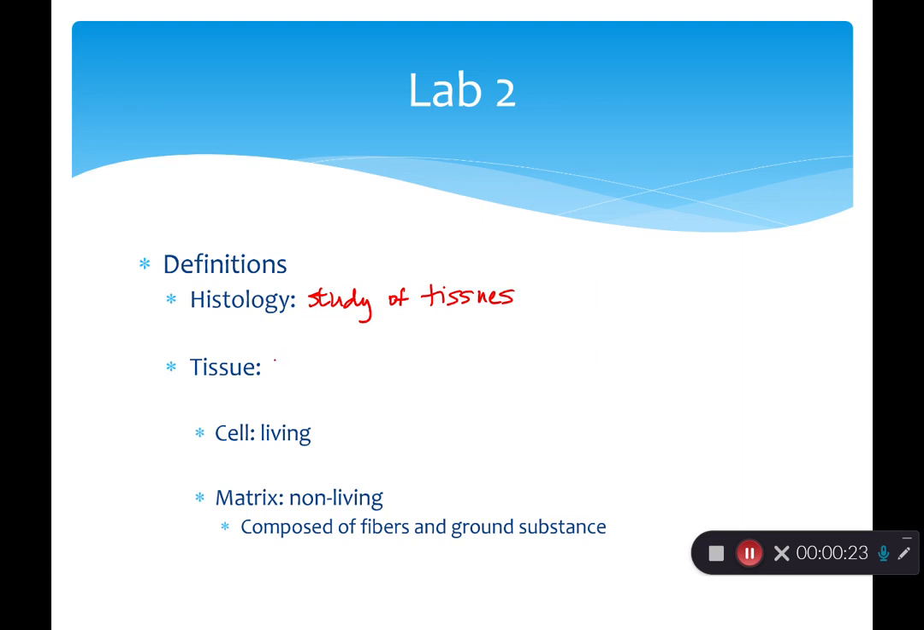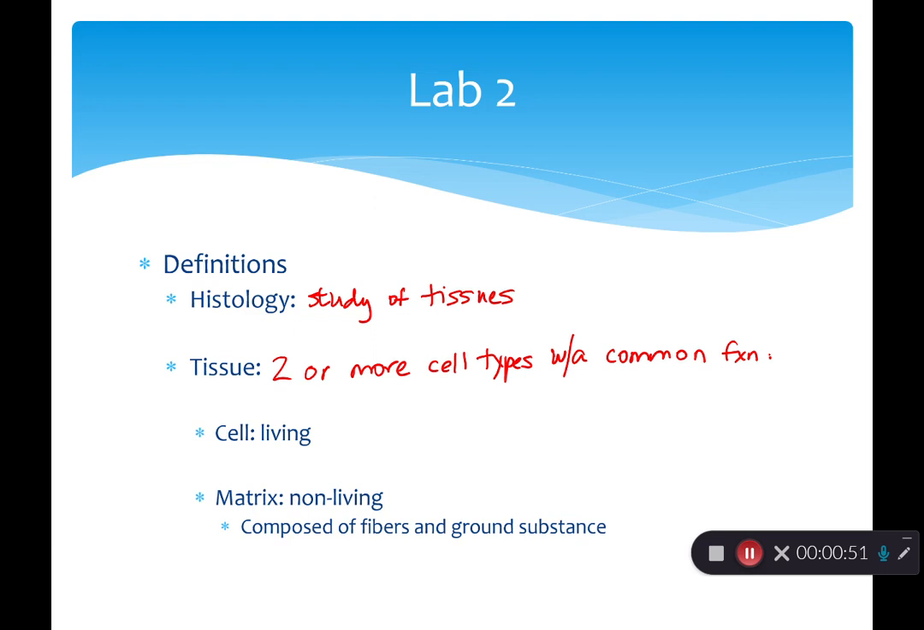And the definition of a tissue is 2 or more cell types with a common function. So 2 or more cell types with a common function. Not 2 or more cells, but 2 or more types of cells.